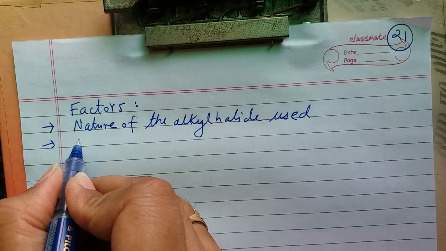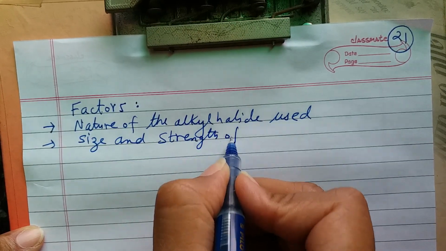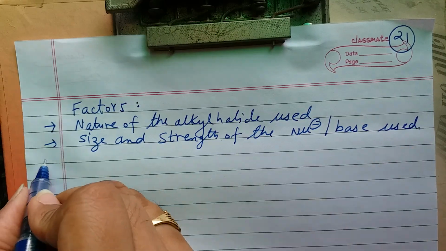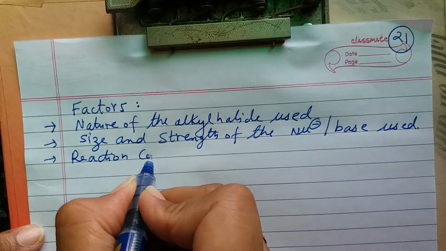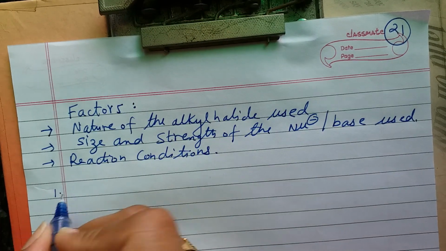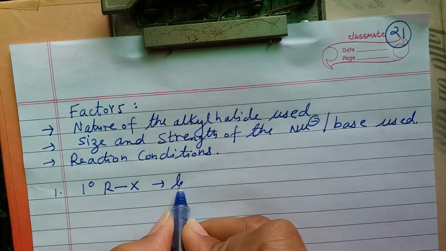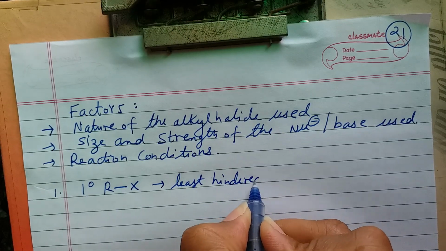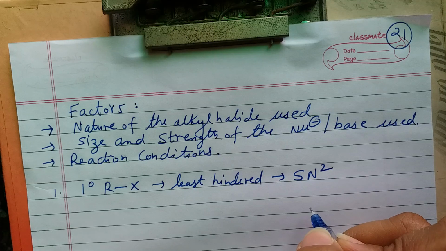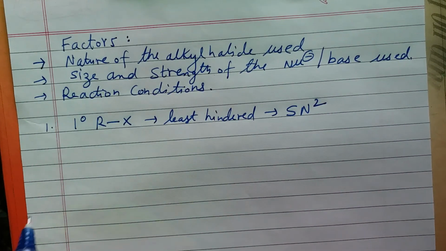Number 2, the size and strength of the nucleophile or the base that is used. And number 3, the reaction conditions. Now let's see a few examples. Number 1 that we can discuss is a 1 degree alkyl halide. As a 1 degree alkyl halide is least hindered sterically, it always prefers nucleophilic substitution bimolecular. So a primary halide, because it will be least hindered, will prefer to undergo substitution, and that too via the SN2 mechanism.